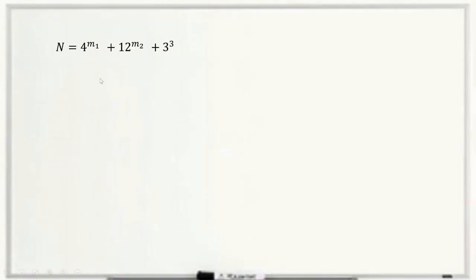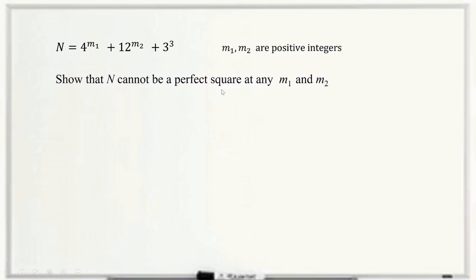In this video, we will consider the following problem. Given is some integer n, which is a sum of three terms. m1 and m2 are positive integers. We need to show that n cannot be a perfect square at any m1 and m2.